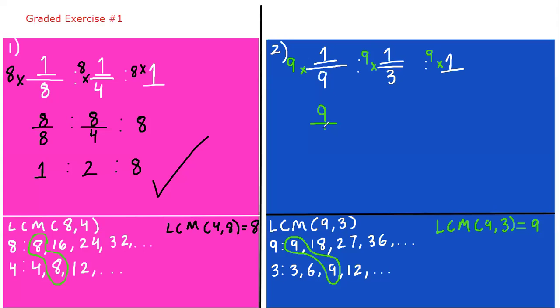So 9 over 9. Then 9 times 1 is 9 over 3. Then 9 times 1 is definitely going to be 9. Good. Okay, so then we have 9 divided by 9. What is 9 divided by 9? 1. Very good.